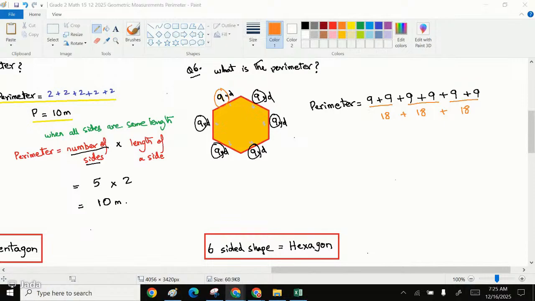Can anyone give me an answer? Let's wait. I'll wait for someone to answer me. Or is there any other way to add these numbers?